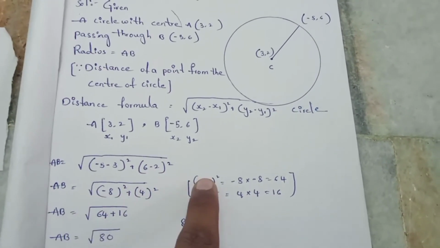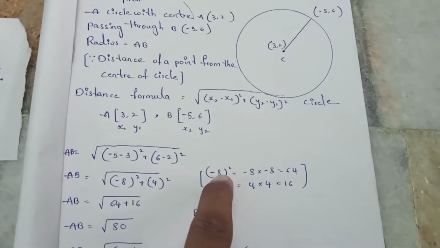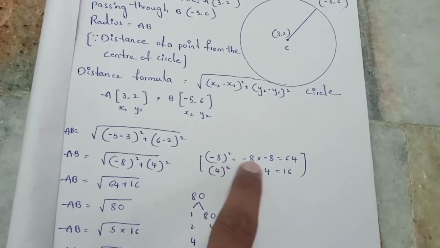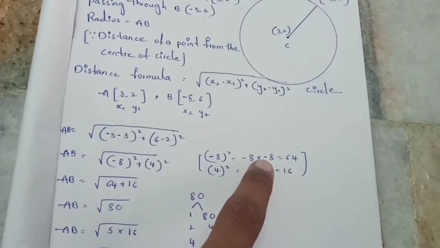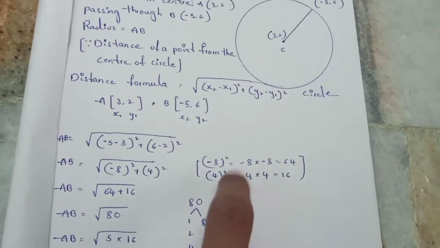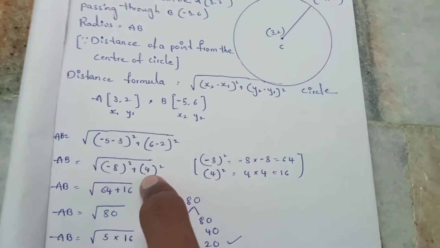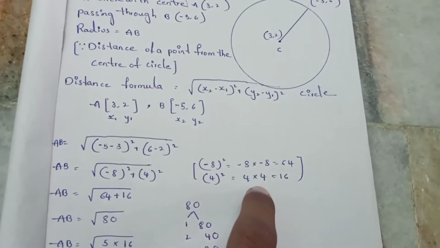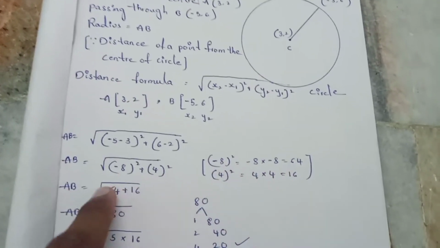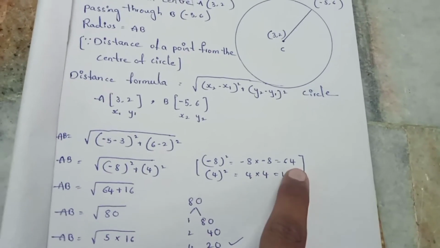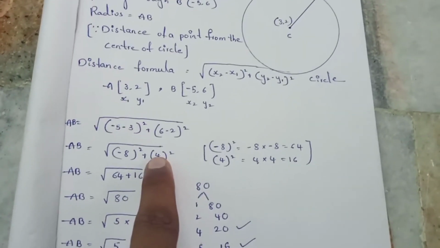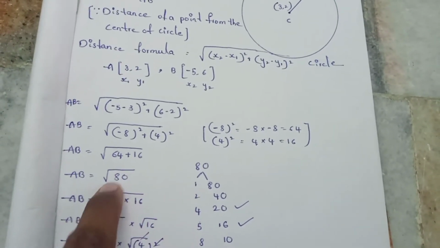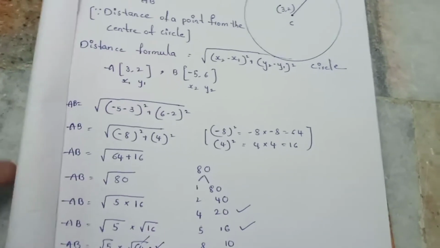Minus 8 whole square means minus 8 multiplied 2 times, that is minus 8 into minus 8. Minus into minus is plus, and 8 eights are 64. 4 square is 4 into 4, that means 4 multiplied 2 times, which is 16. In place of minus 8 whole square I write 64, and in place of 4 square I write 16. 64 plus 16 is 80. Now 80 is not in the form of a perfect square.